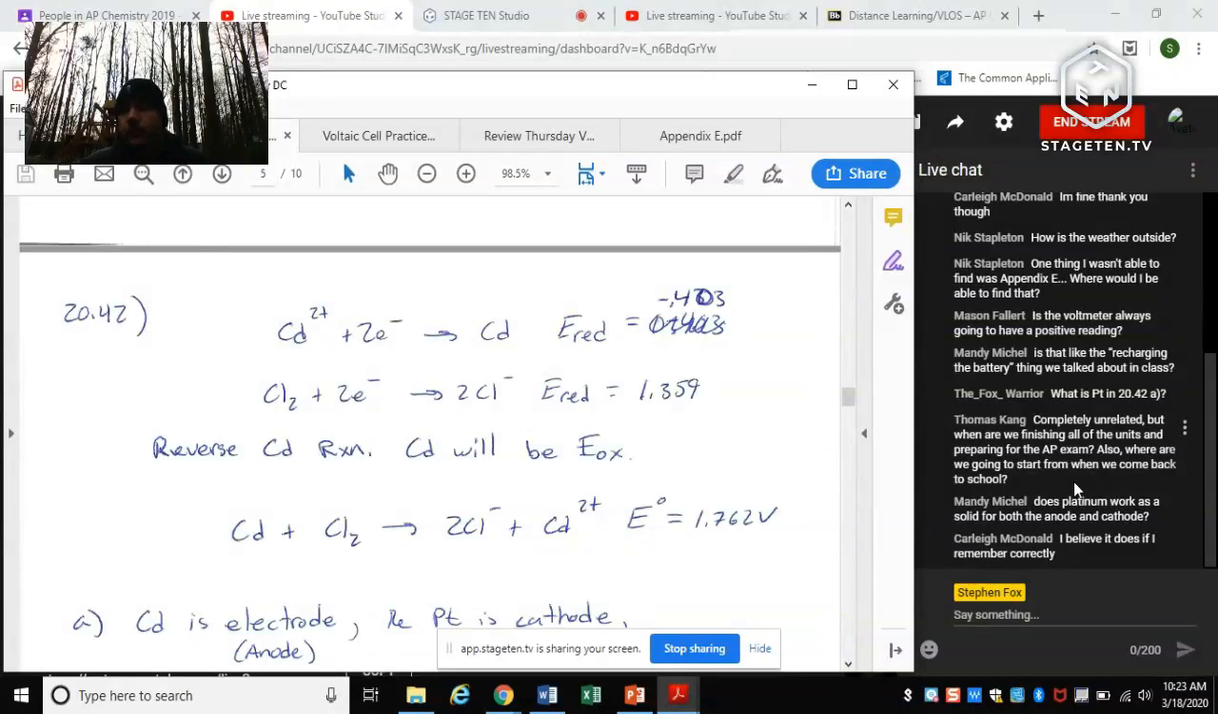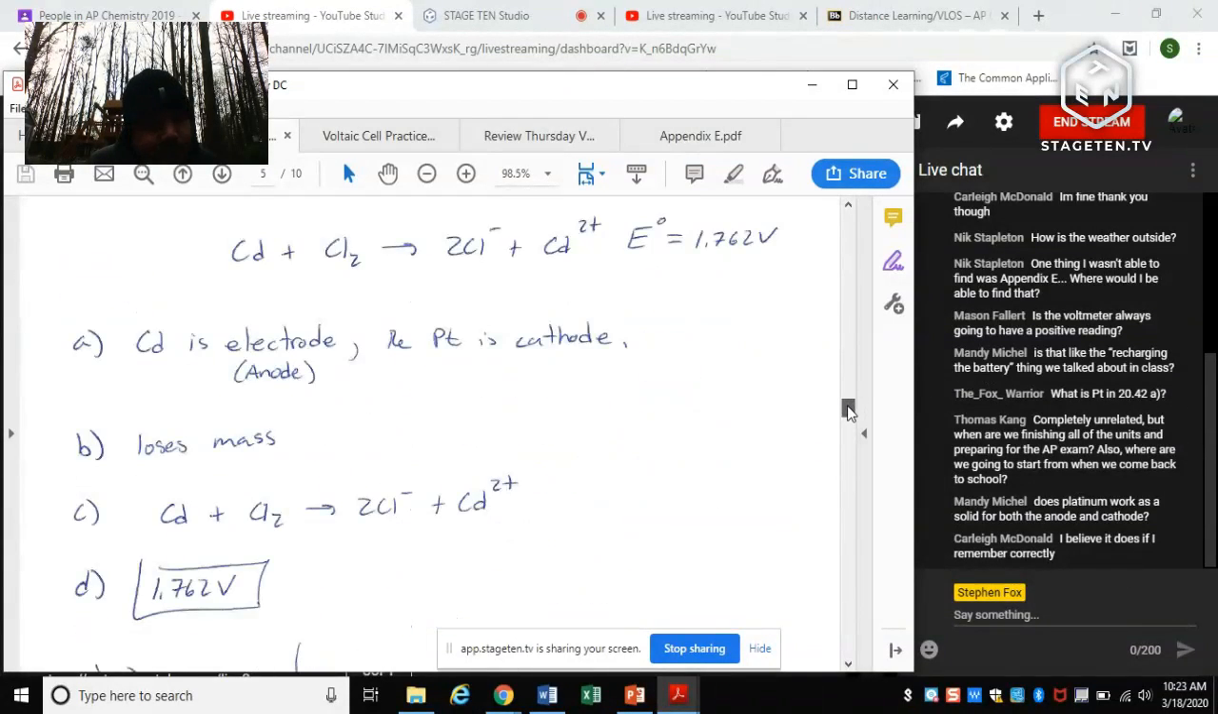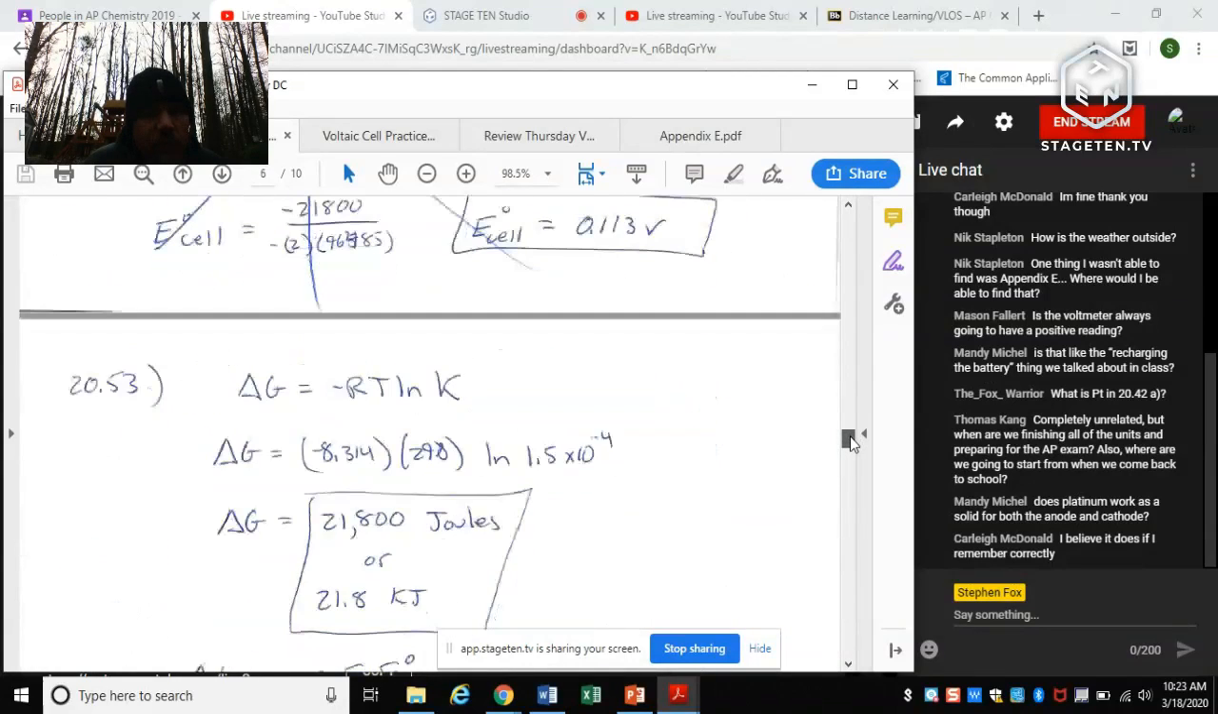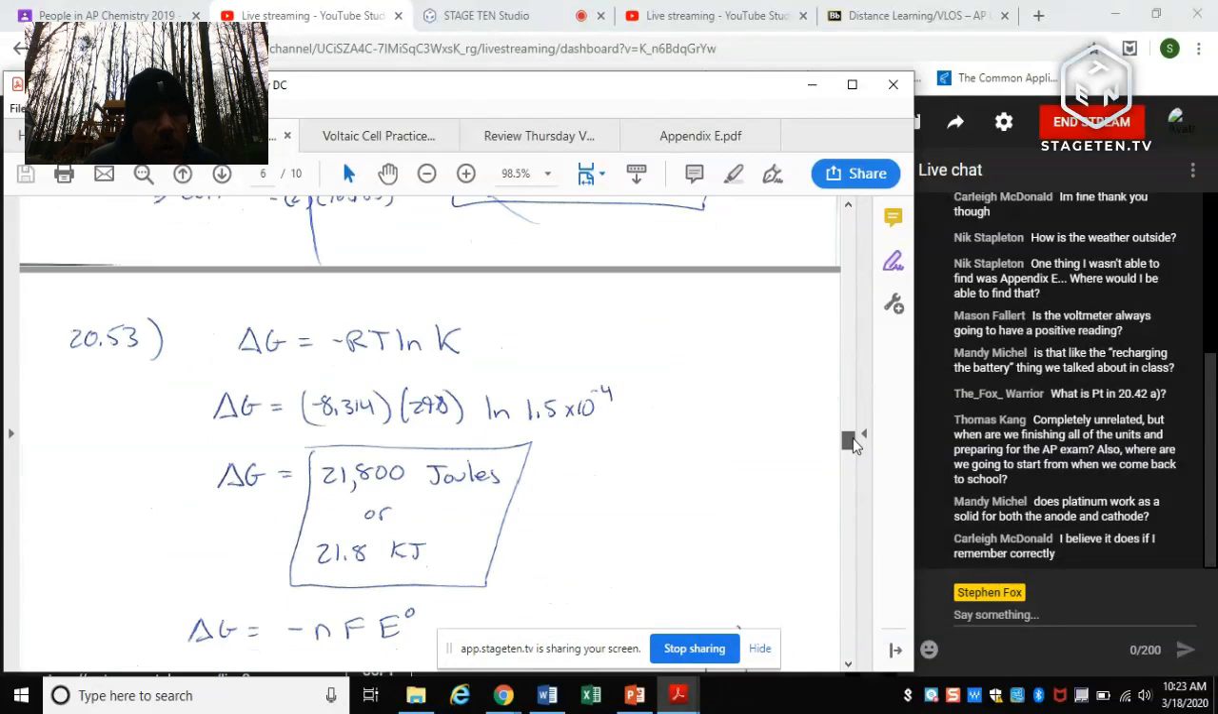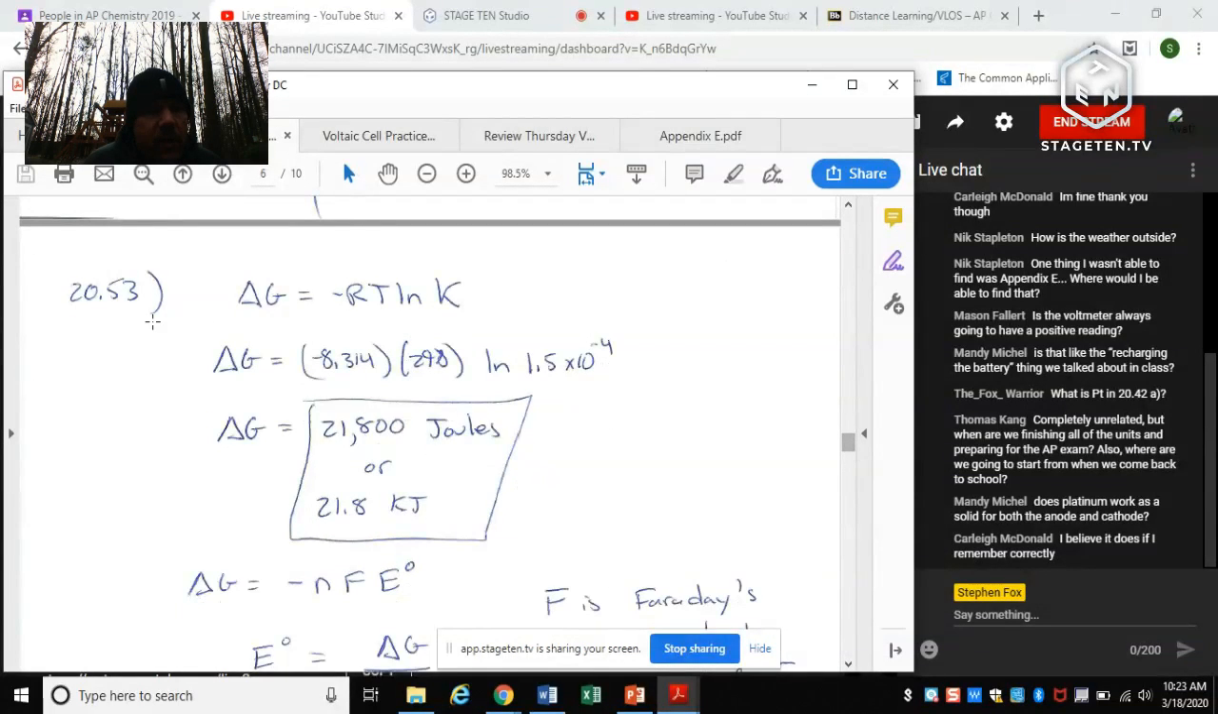Okay. All right. So let's keep going. Okay, so for 2053, we were using our delta G equals negative RT natural log of K. So just remember that when you solve using this, your delta G is going to be in joules. So if you want it in kilojoules, just divide by 1,000.